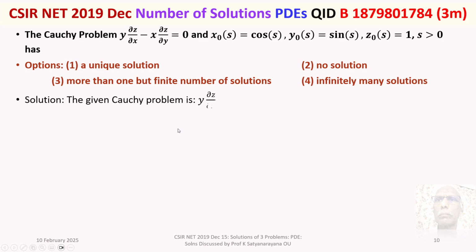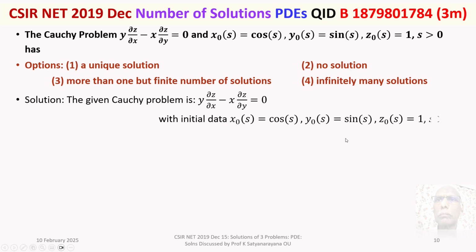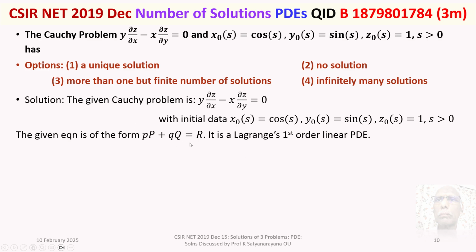Let's now discuss the solution of the problem in detail. We are given the Cauchy problem y ∂z/∂x − x ∂z/∂y = 0, with the initial data given to us with s greater than 0. Now, the given equation is of the form Pp + Qq = R. It is a first order linear partial differential equation. To solve this one, we write down Lagrange's auxiliary equations: dx/P = dy/Q = dz/0.